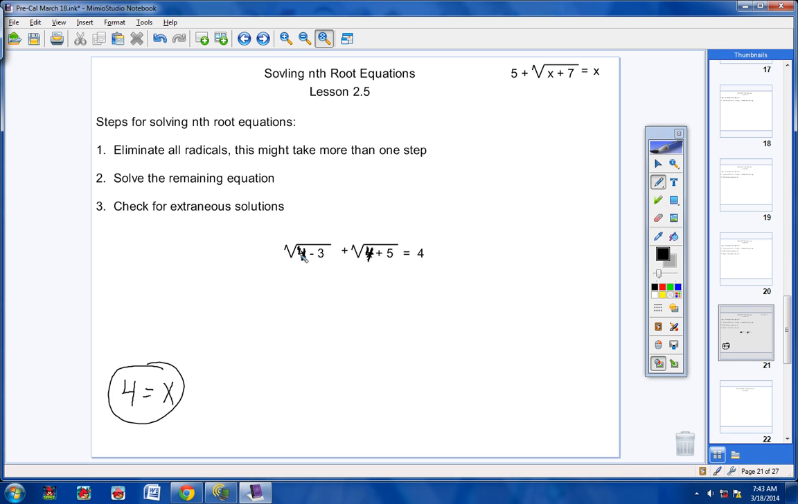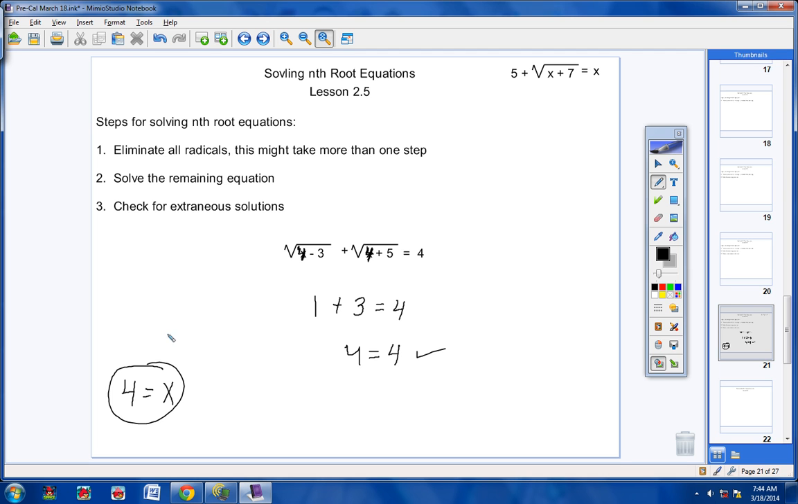4 minus 3 is 1, and the square root of 1 is 1, plus 4 plus 5 is 9, and the square root of 9 is 3. So 1 plus 3 equals 4. 4 equals 4. Okay? So there we go.